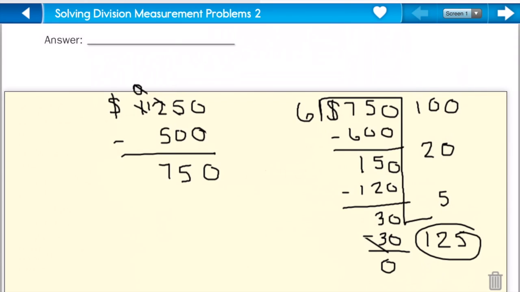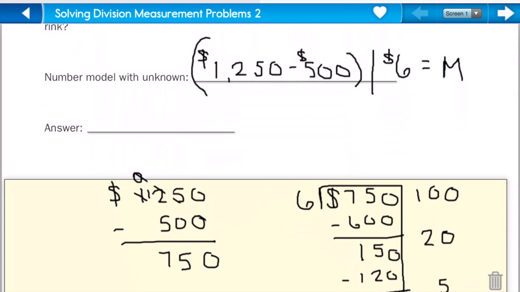So my answer is that 125 students will need to attend so that they can rent the skating rink. And remember to make sure to put your label.